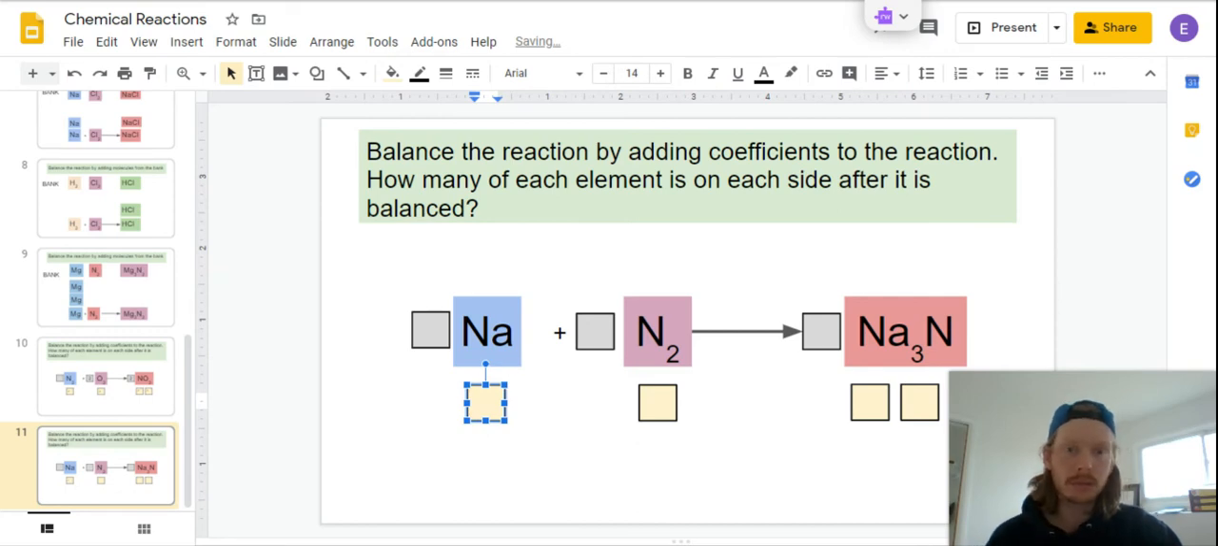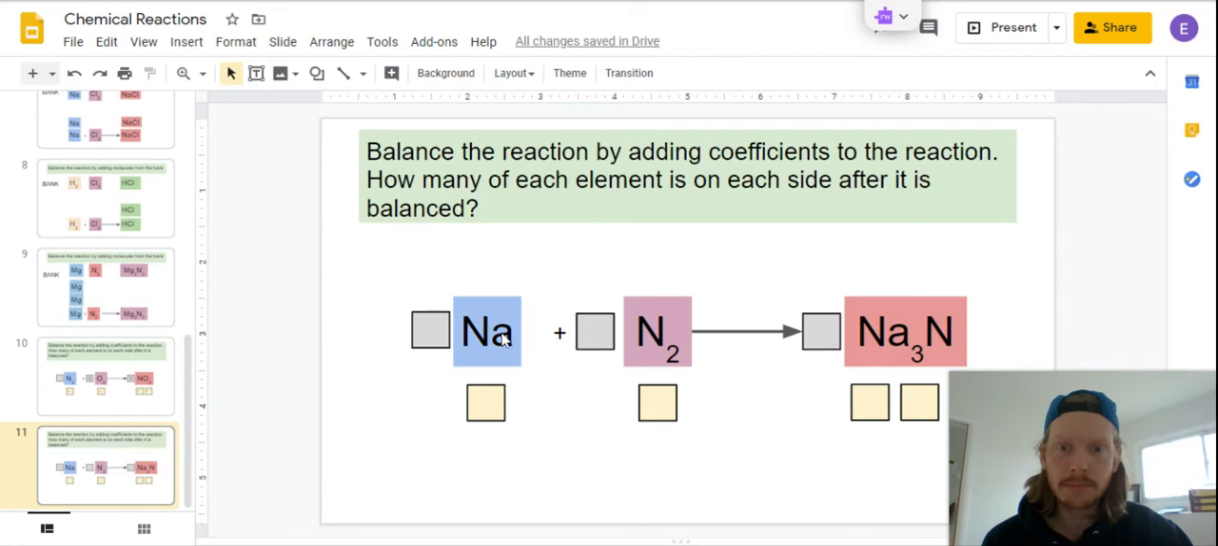Okay, so do this one more time. I have sodium, 1 sodium on the left, but I have 3 sodiums on the right. Okay. And I'll give you guys a little bit of a hint, is that I would always start with my diatomics, because it's generally going to make things easier, and you're more likely to only have to do it one time.